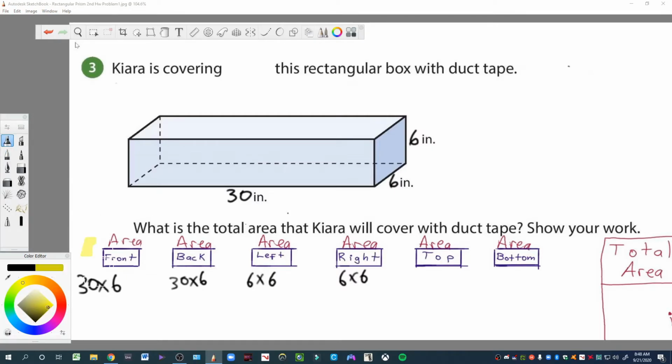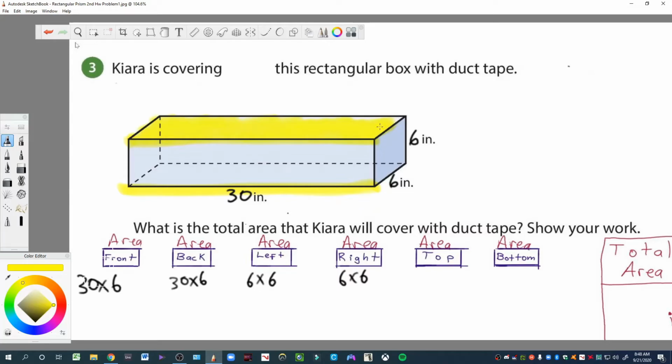Now, the last thing I must find is my area for the top and for the bottom. My top would be this top part of the box. My base is this part, but there's no number there. I'm going to copy what the other base has, which is 30. If this base is 30, that means that this base has to be 30. They're the same length. So my base would be 30.